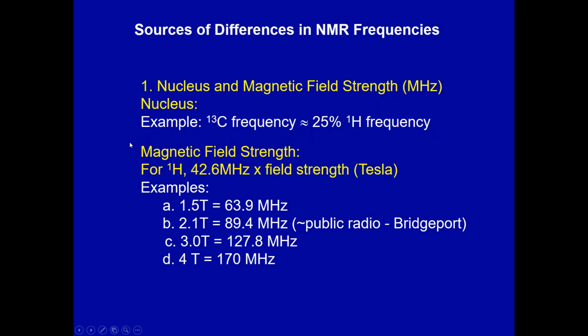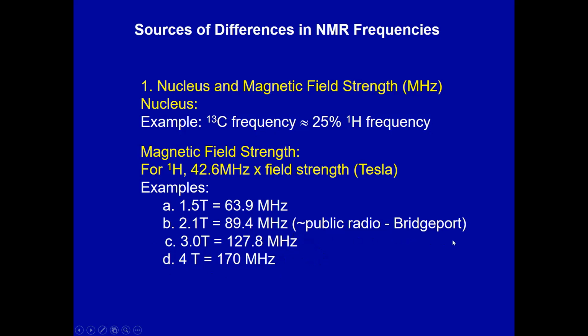So for example, if we take 42.6 or 42.57 megahertz multiplied by field strength, you look at different field strengths, you can see the resonance frequencies you get for each one.